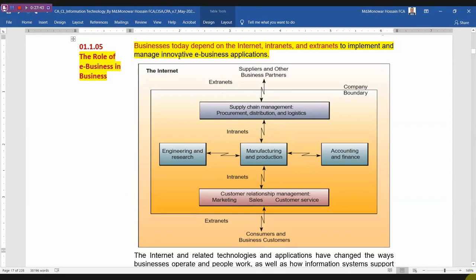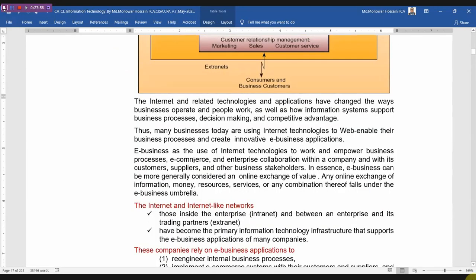So this is how today's business depends on internet, intranet, and extranet to implement and manage innovative e-business applications. The internet and related technology and applications have changed the ways businesses operate and people work, as well as how information systems support business processes, decision making, and competitive advantage. Many businesses today are using internet technology to web-enable their business processes and create innovative e-business applications.